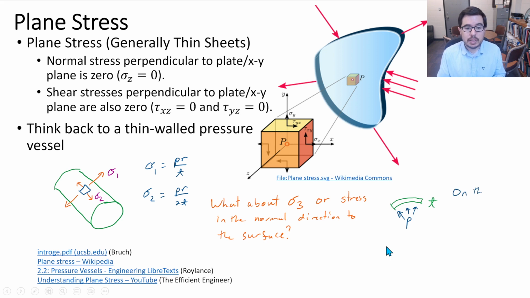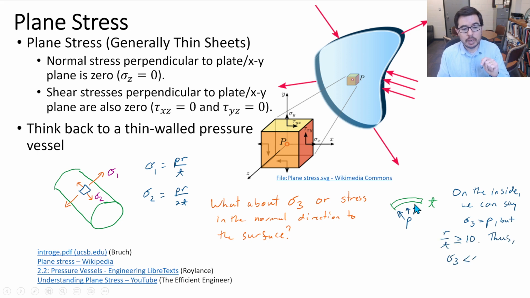And as we discussed previously, even if there's some really sharp gradient from this P on this side, that pressure, which has the same units of stress, going to 0, because of the way these equations are set up, and we say that R over T has to be greater than 10, this sigma 3 is going to be much less, 5 times less in this case and 10 times less in this case. So again, we neglect the stress in the 3 direction, in the radial direction. So that's what plane stress is.